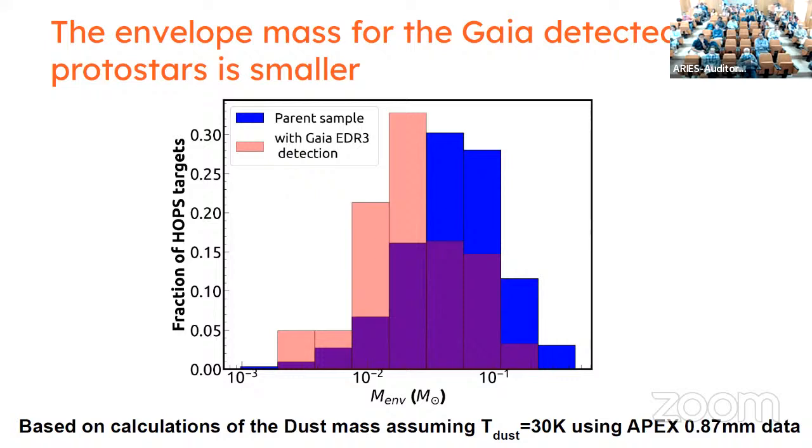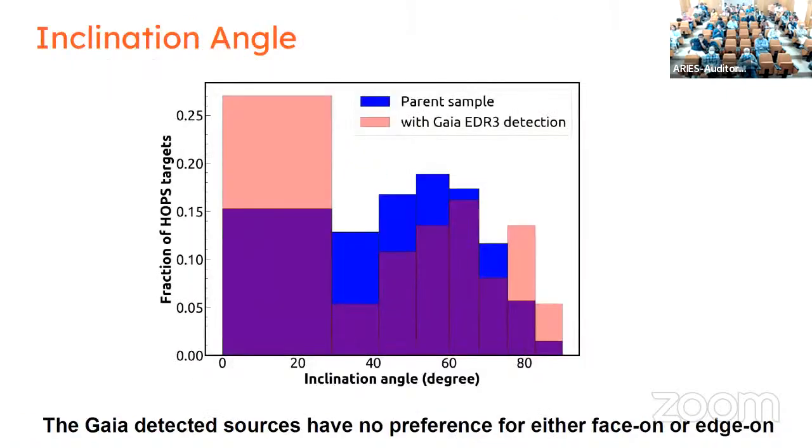The other hypothesis that we explored, and that was given in the literature, is that if the inclination angle of the protostars is such that we can see through the cavity onto the photosphere, then also we should be able to detect them at optical wavelengths. So we also obtain the inclination angle of these protostars.